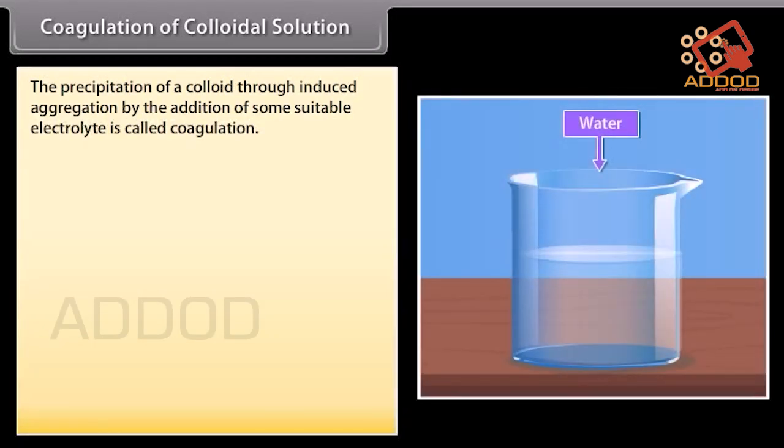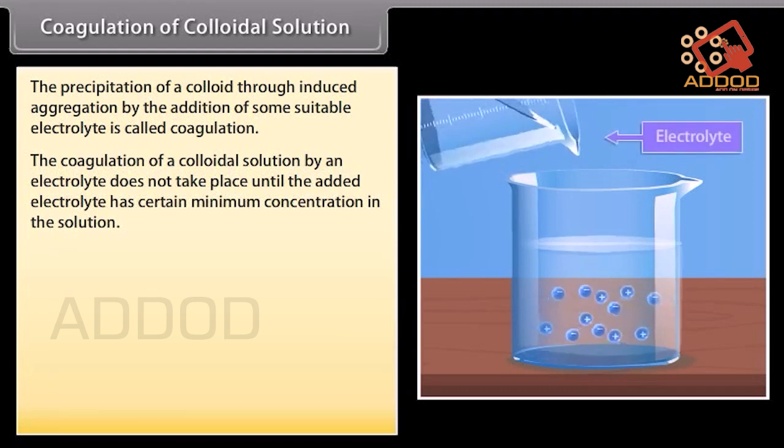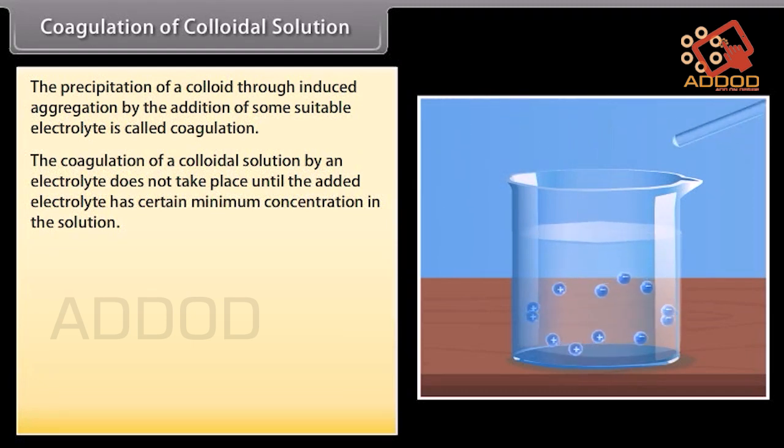Coagulation of colloidal solution. The precipitation of a colloid through induced aggregation by the addition of some suitable electrolyte is called coagulation. The coagulation of a colloidal solution by an electrolyte does not take place until the added electrolyte has a certain minimum concentration in the solution.